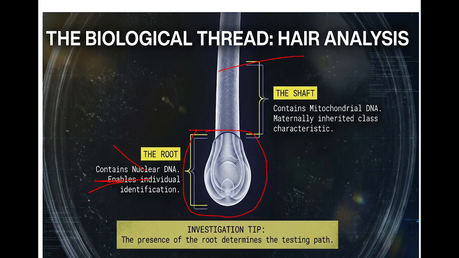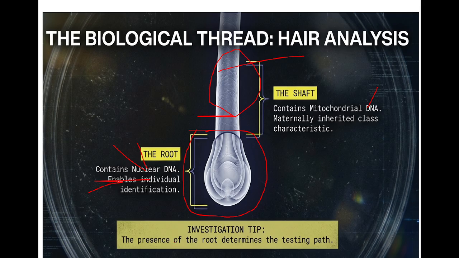So we can say, look, this DNA came from this individual. We're really looking for the root of the hair strand. But if you're not lucky to have that, the shaft is not that bad as well. It contains mitochondria. Mitochondrial DNA gives you a maternally inherited class characteristic. This is related to maternal inheritance. It gives you some idea. It's better than nothing, but we're hoping to get nuclear DNA.